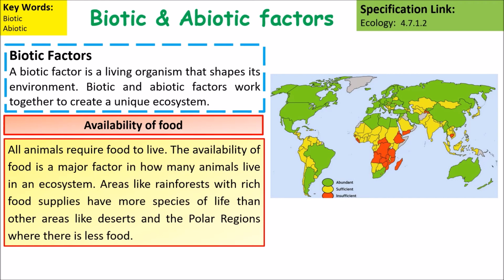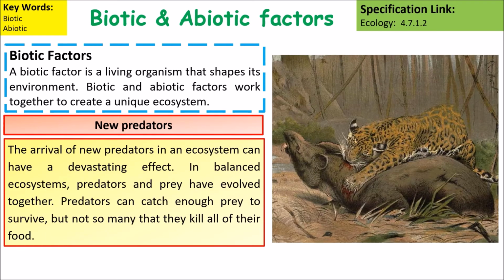The arrival of new predators in an ecosystem can have a devastating effect. So in a balanced ecosystem, predators and prey have evolved together. So the predators can catch enough prey to survive, but not so many that they kill off all of their food.